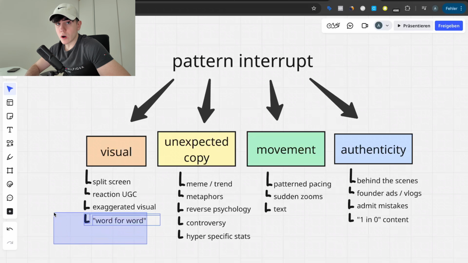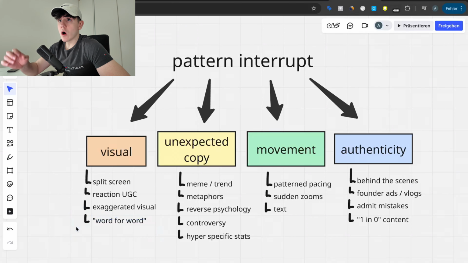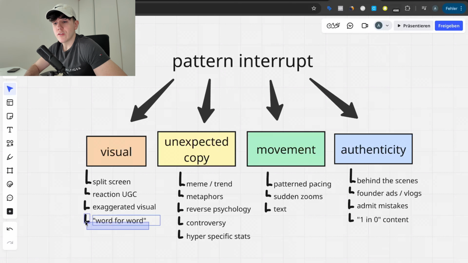Another thing is word for word, right? So word for word means that exactly what you say, you actually show. Meaning, for example, let's say you say, oh, I didn't have enough time, blah, blah, blah. And then when you talk about time, you actually show B-roll footage of a clock or a watch, someone looking at their watch or some stock footage, for example, right? So you actually showcase exactly word for word what you say, right?